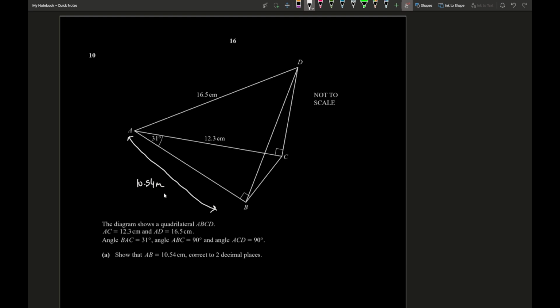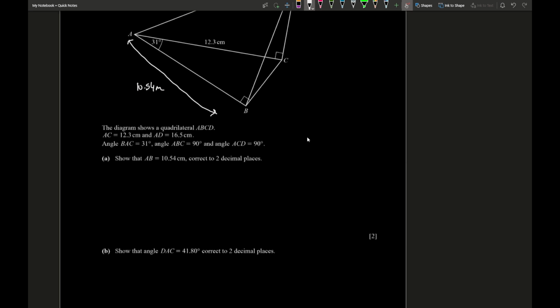Okay. To solve this question, we need to consider the triangle. Consider the triangle ABC. Nice. If we draw it on its own, triangle ABC.